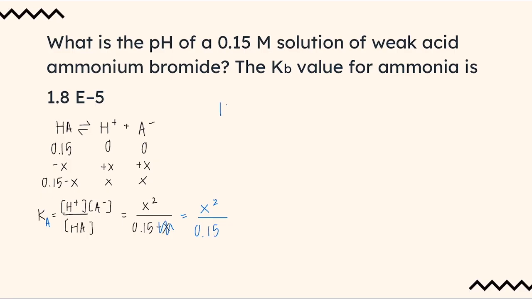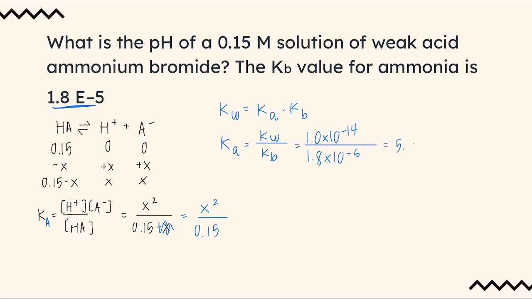So using my Kw equation, which I know is Ka times Kb, I have that the Ka I'm solving for is equal to Kw over Kb. When I plug in all my known values, I know that my Kw at room temperature is 1.0 times 10 to the negative 14th. Then it gives me my Kb, so I'm going to plug that in, 1.8 times 10 to the negative 5th. I get that my Ka is 5.56 times 10 to the negative 10th.